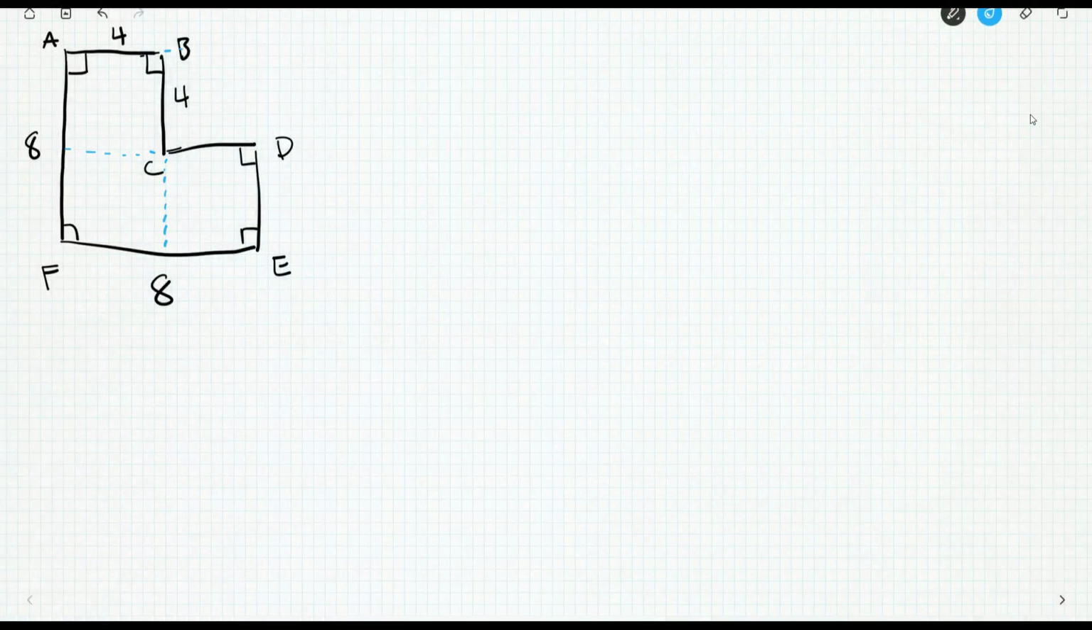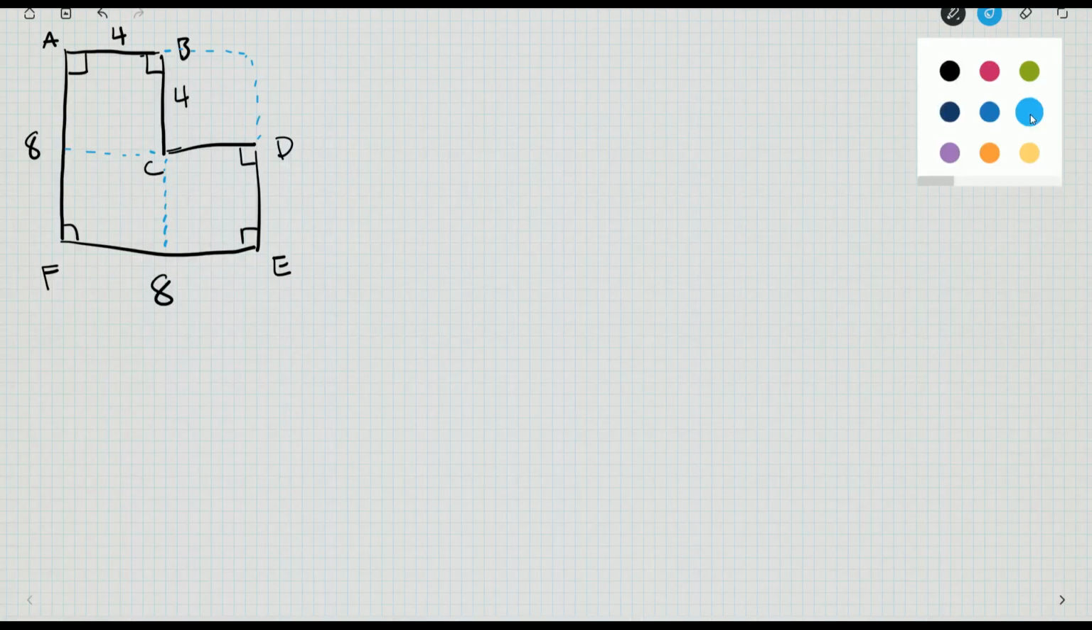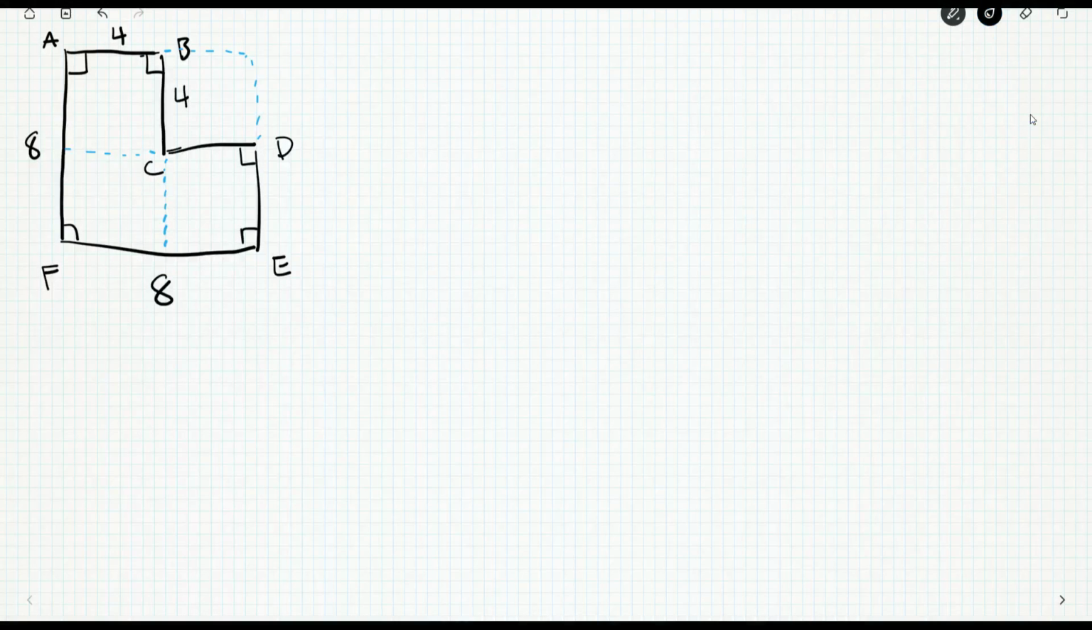Another thing you could do is maybe realize, well, hey, this is just a giant rectangle with a smaller rectangle cut out. These are all fantastic ways to look at the problem. Okay? So, what I'm going to do is I'm going to create a brand new point G here. And I'm just going to sort of chop him up.